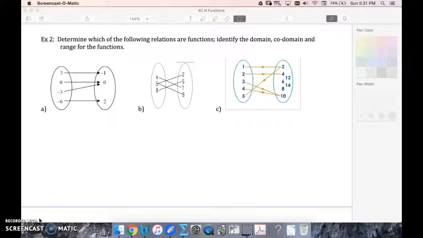All right, so now we're looking at some examples and trying to determine if they're functions, and then if they are functions, looking at domain, codomain, and range. So for this first one, I see that every element maps to one element. It's okay that 0 maps to 0 and -3 maps to 0. That's fine as long as 0 maps to only one element and -3 maps to only one element. So yes, this is a function.